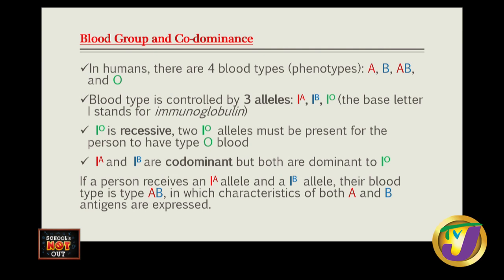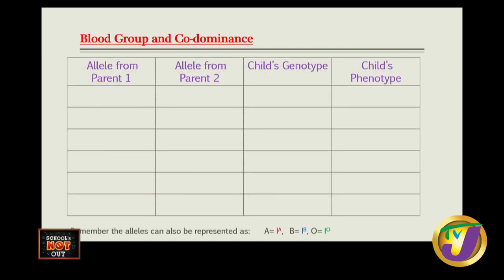All right? But if it's a case where the person has IA and they have IO, remember we're saying that O is recessive, they automatically get the A blood type. If it's a case where they have IB and IO, they would have the B blood type. So we're going to use a table to summarize that. From parent 1, we get A allele. From parent 2, we get another A allele. Notice it's the same allele, so of course, what's the child's genotype? AA, both dominant genes here.